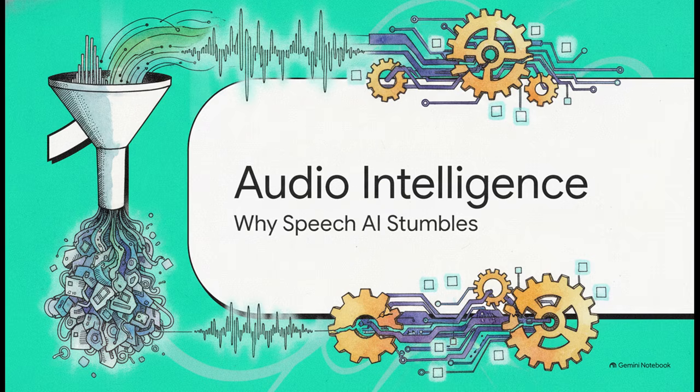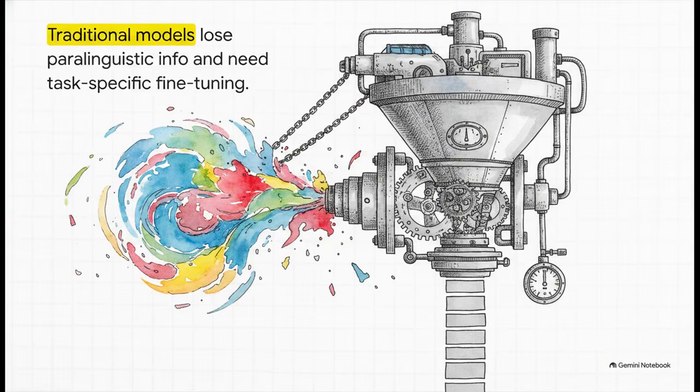Okay, let's dive straight into section 1, the audio intelligence problem, and exactly why speech AI usually stumbles. So the really crucial thing to remember here is that speech is not just text read aloud. It contains what we call paralinguistic information. That means your emotion, your breathing, your specific tone, the acoustic environment you're in, the whole shebang.